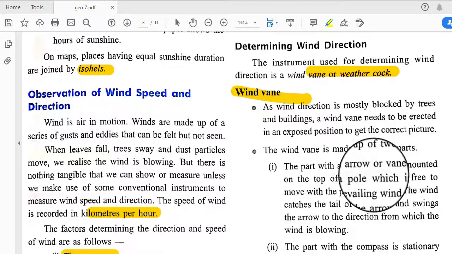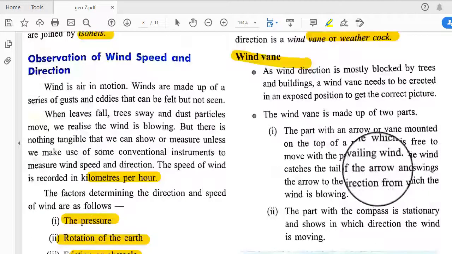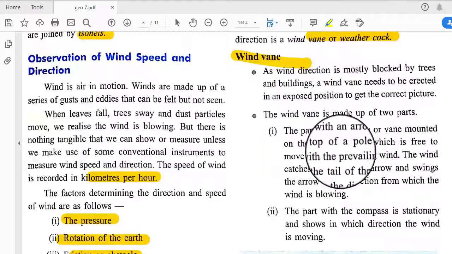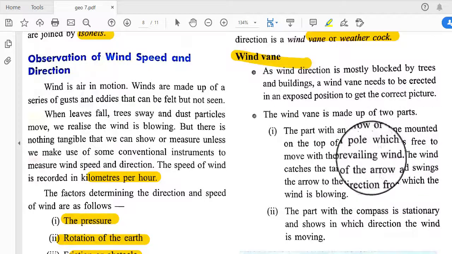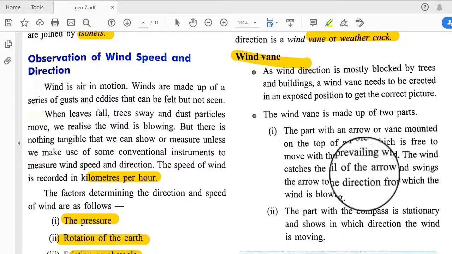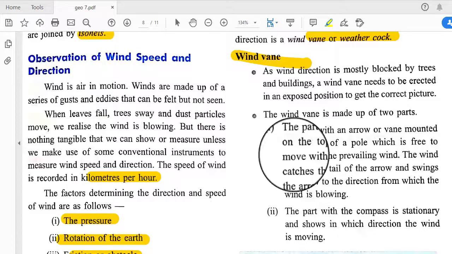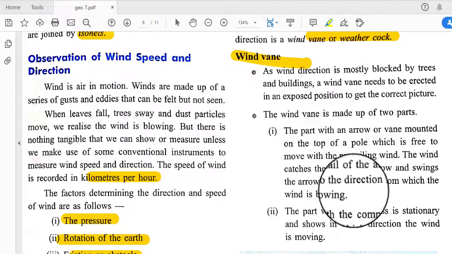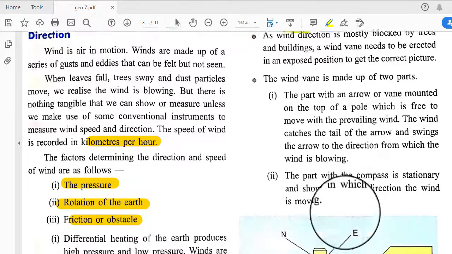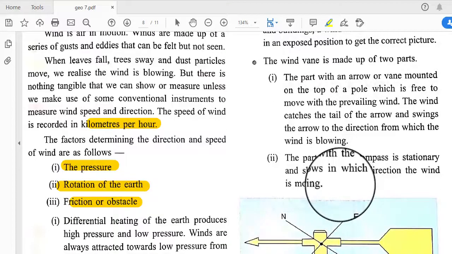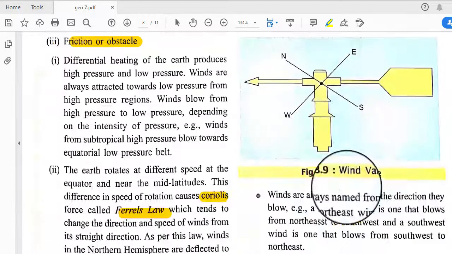And the wind vane is made up of two parts: the part with an arrow or vane mounted on the top of a pole, which is free to move with the prevailing wind, and the wind catches the tail of the arrow and swings the arrow to the direction from which the wind blows. So with the help of this wind vane, one portion we can measure the direction, and with another part we can measure the speed of the wind. So this is the wind vane.